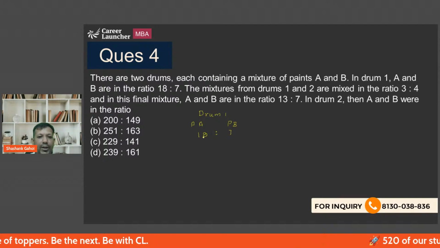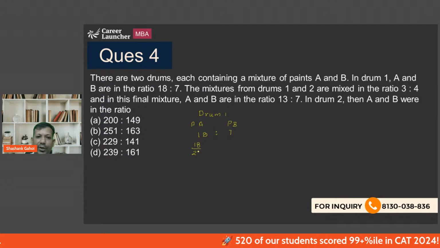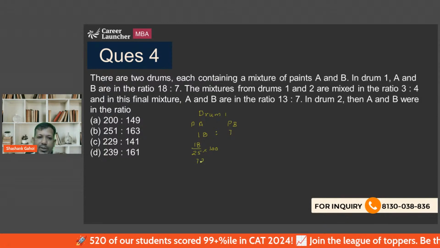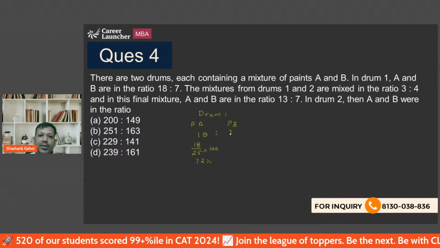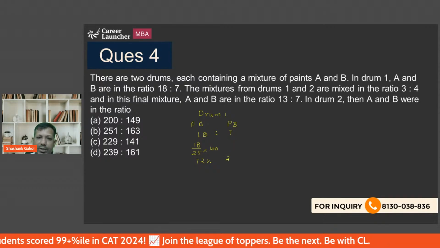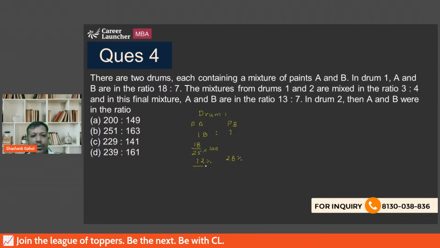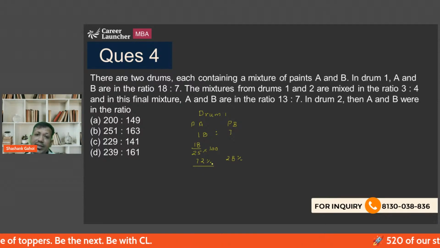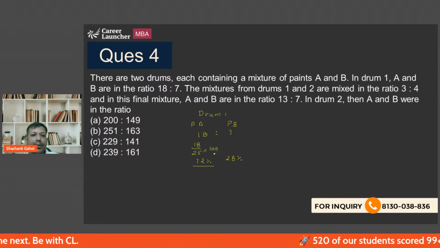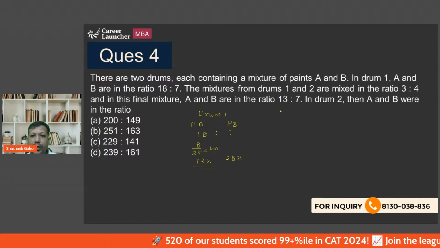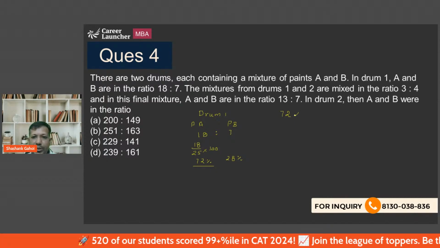Okay. So 18 by 25 in percentage is going to be 18 by 25 into 100. Right. So it is going to be 72%. It is going to be remaining 28%. So in drum 1, the percentage of A is 72%. Now it is being mixed with B.